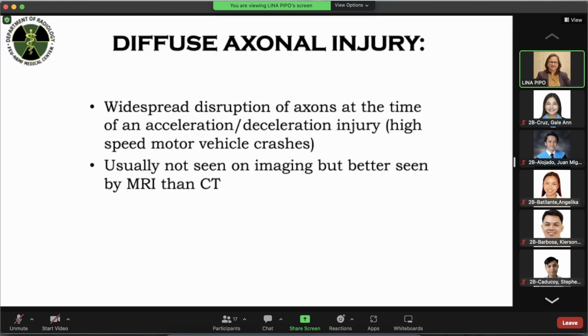Then next is the DAI or diffuse axonal injury. In here, there is widespread disruption of axons at the time of an acceleration or deceleration injury due to high-speed motor vehicle crashes. This is usually not seen on imaging but better seen on MRI than CT scan. There is loss of consciousness, which starts immediately after injury and is more severe than in patients with cortical contusions or hematoma.